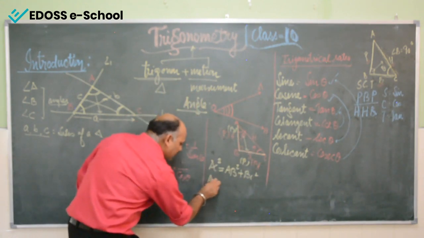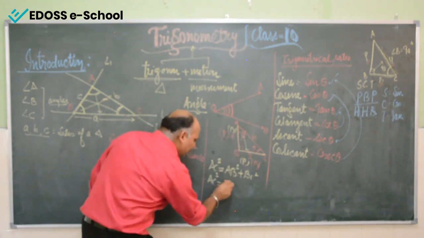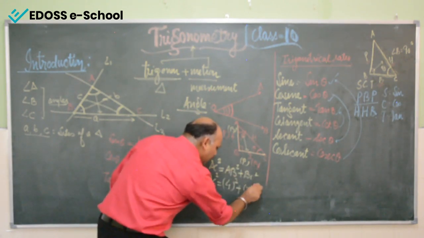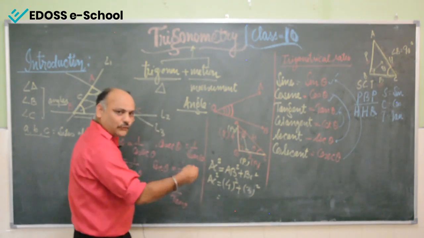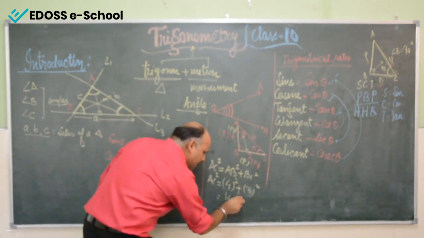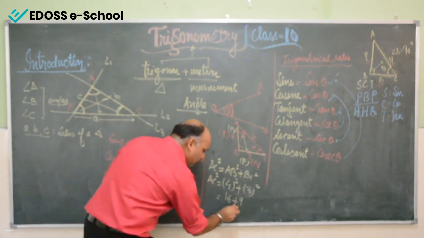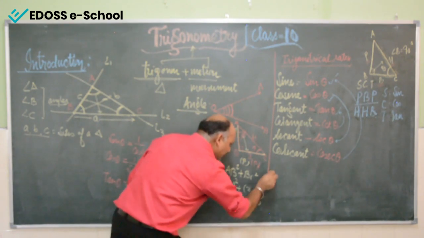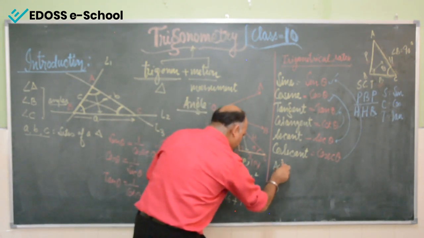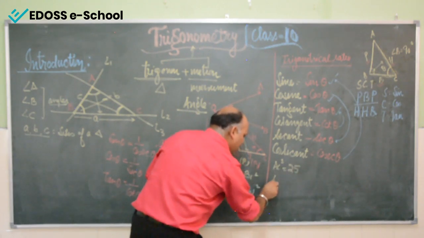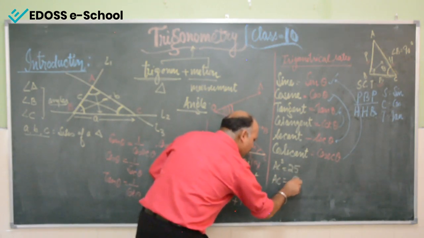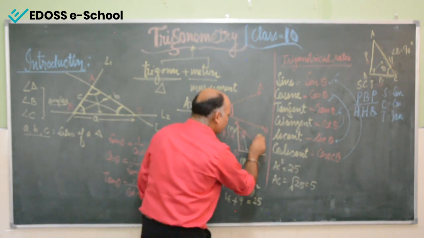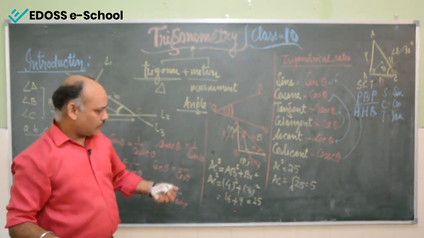Then AC square will be equal to AB, that is 4 whole square, plus BC, that is 3 whole square. Square of 4 means 4 into 4, that is 16, and 3 into 3 is 9. Summing both, 16 plus 9 is 25. If AC square is equal to 25, then AC is equal to square root of 25, which is 5. That means this H will be equal to 5. Now we have solved our question.